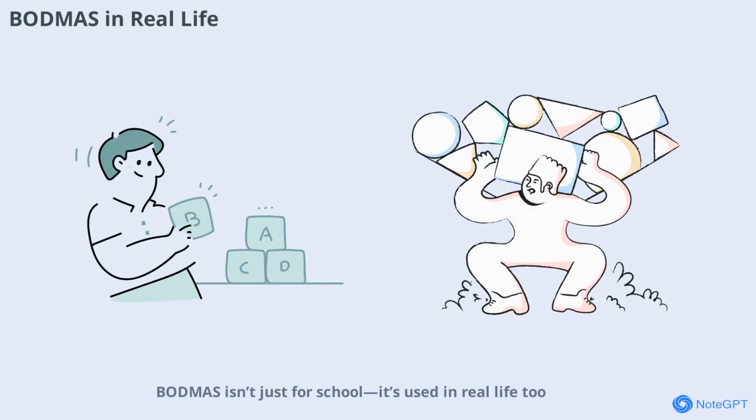BODMAS isn't just for school, it's used in real life too. Whether you're calculating a bill, working on a science project, or even programming a computer, following the correct order of operations is essential. For example, when splitting a bill among friends, you need to add up the total, apply discounts, and then divide by the number of people. Doing these steps in the wrong order could lead to unfair results. BODMAS keeps things fair and accurate.